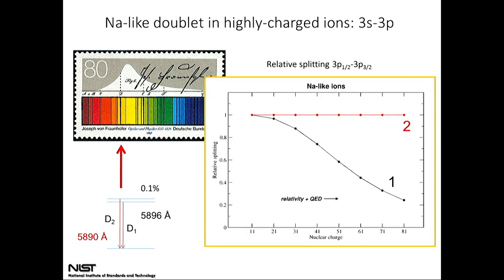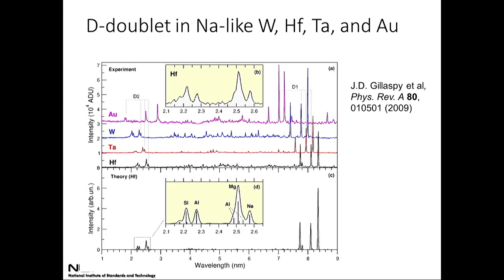Now, again, you go along the isoelectronic sequence, and the relative splitting between 3p1/2 and 3p3/2 increases dramatically, so that at higher nuclear Z, on the order of 80, the difference between 3s and 3p1/2 is 4 times smaller than the difference between 3s and 3p3/2. And this is something that we measure in our experiments.